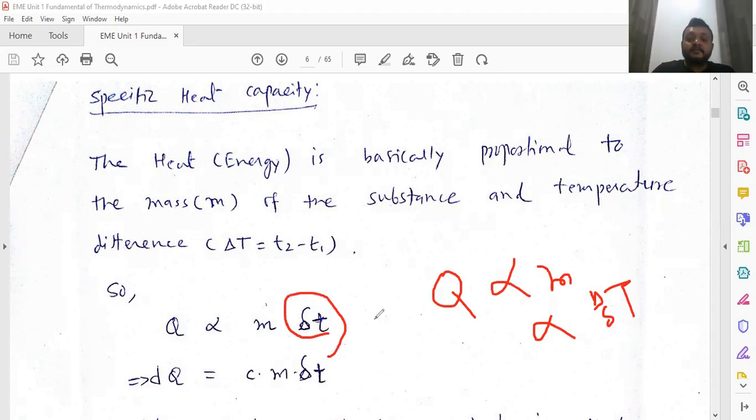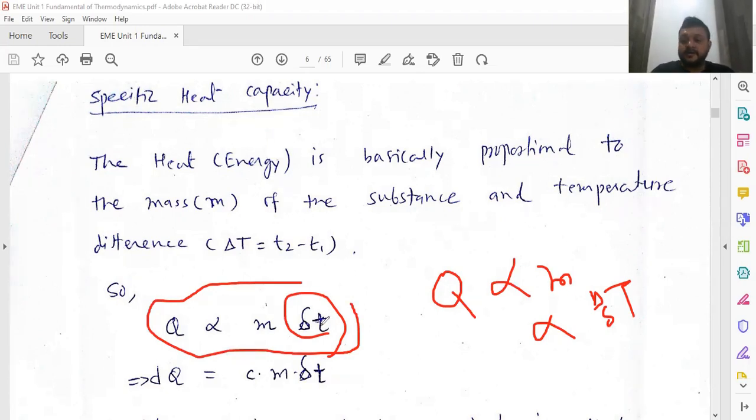So in combining these two parameters together, we'll have Q, the heat energy, directly proportional to mass and temperature difference. If your temperature difference is high, suppose you are raising the water from minus 20 degrees centigrade to 100 degrees centigrade, then you need more energy. But suppose you need to boil the water from 90 degrees centigrade to 100 degrees centigrade, then definitely you need less energy. So Q is directly proportional to mass and delta T.